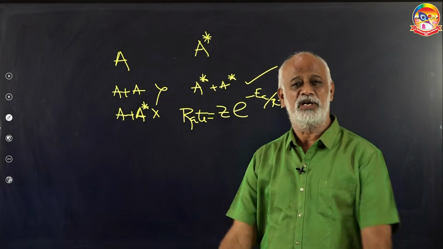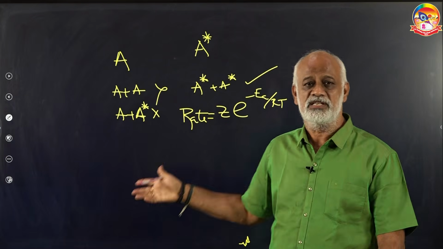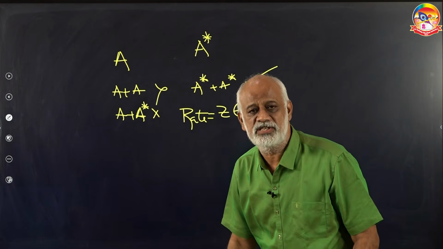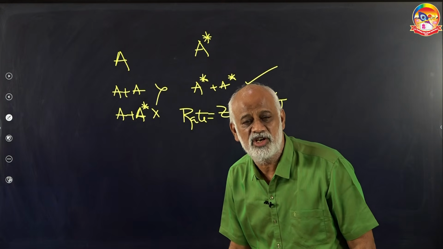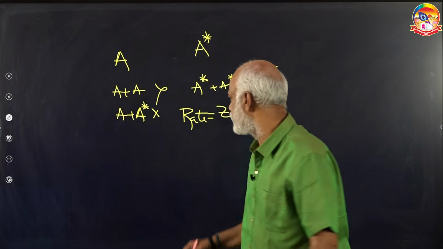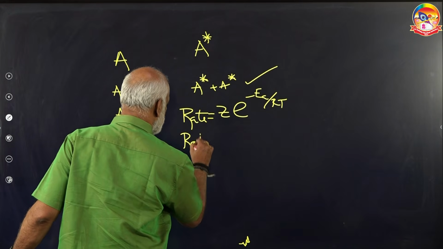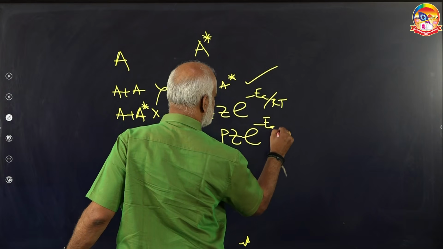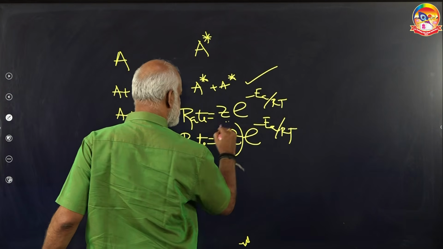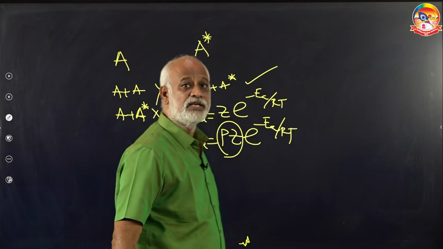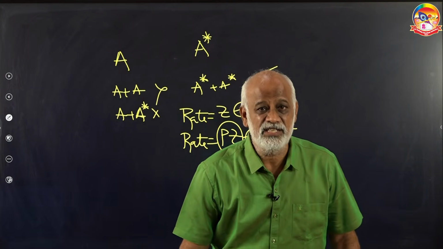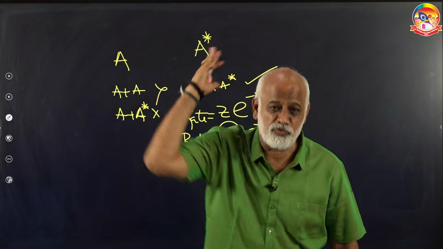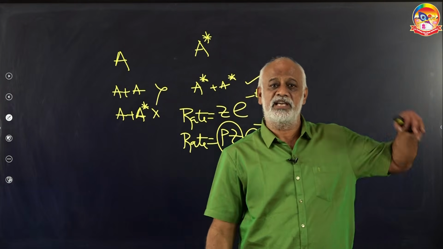Then they thought, what is the reason? The reason is that you have taken a collision frequency, indicating that all collisions will give product, but just now we saw that all collisions cannot give product. Therefore, they modified the rate equation in such a way that they made it P into Z. They added P. What is that P? Steric factor, orientation factor. Properly oriented activated molecules, when they collide with each other, can give product.